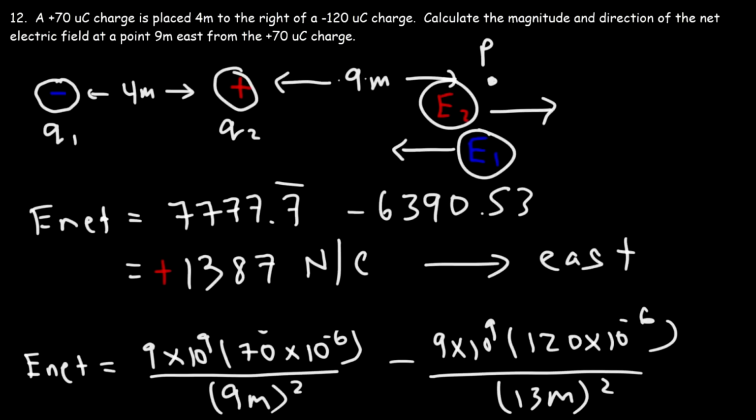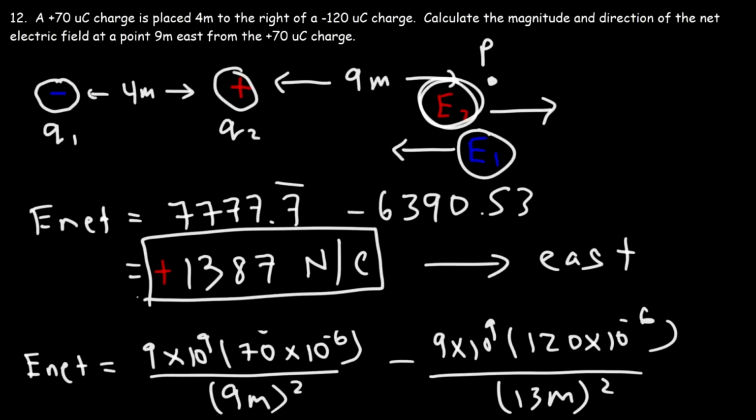Because point P is closer to the positive charge than it is to the negative charge, it's going to have an electric field that will be directed towards the right, in the direction of E2. So E2 is going to be greater than E1 because point P is closer to Q2 than it is to Q1. So that's how you can calculate the magnitude of the electric field and determine its direction for a problem like this.